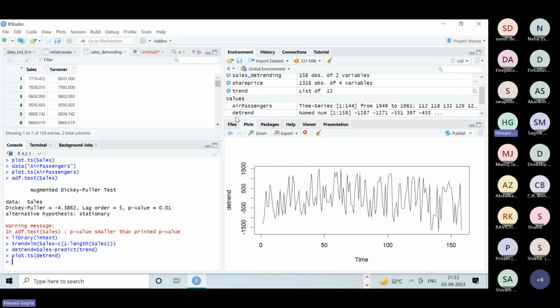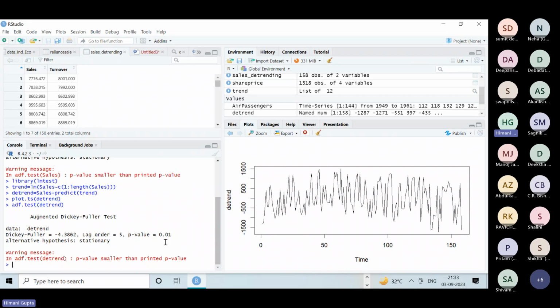Now I will be working on this data after removing the trend. In this, I don't have to make it stationary because my data was already stationary. If I'm going to check this also, adf.test on dtrend, now you can see your data is stationary. The p-value is less than 0.05. Got it? This is one of the ways to detrend the series.